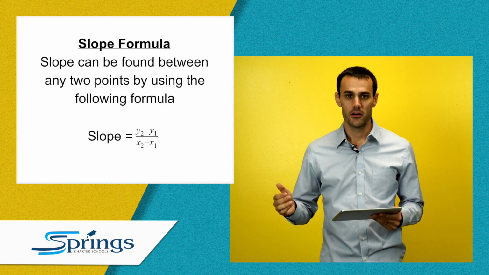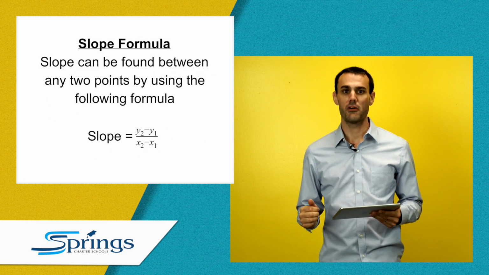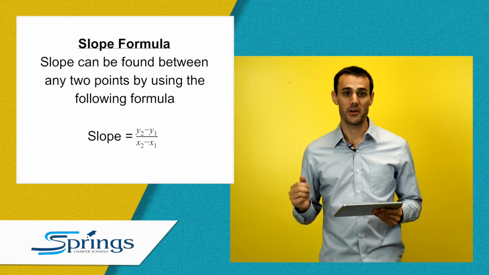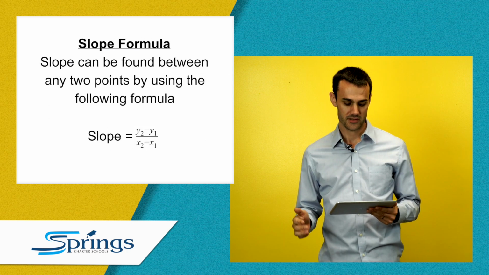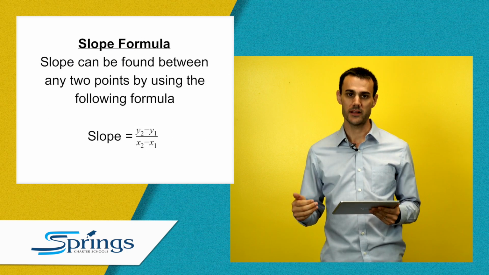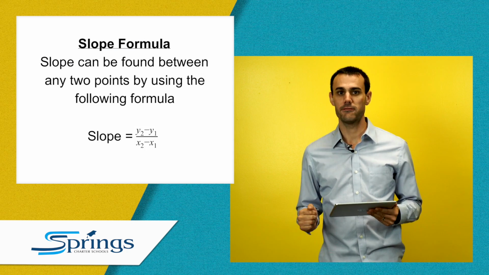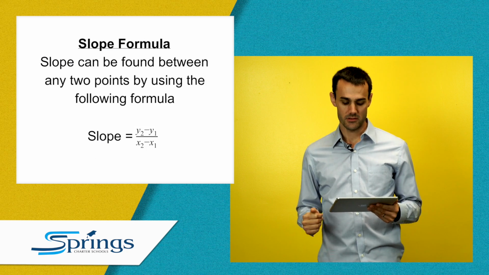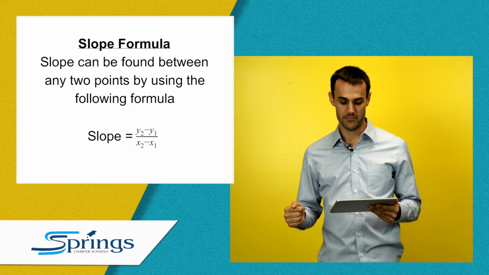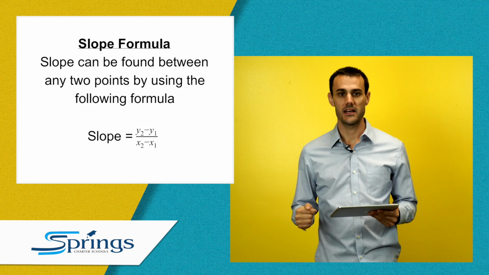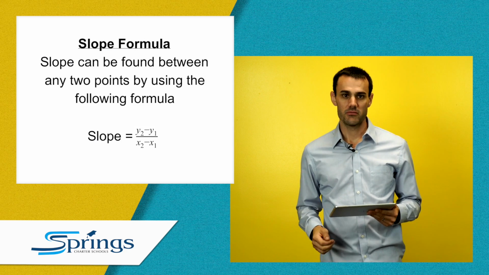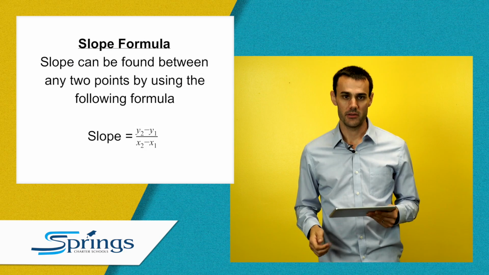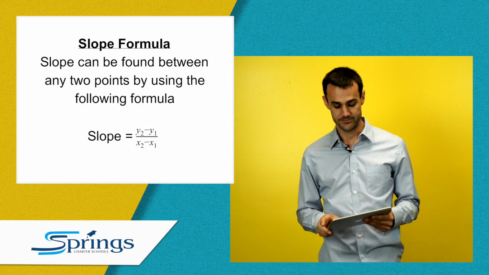Okay, now let's talk about the exact formula for how we find slope when we're not looking at a graph and we're just given sets of coordinates to work with. Slope can be found by using any 2 points on a graph with the following formula. Slope equals y2 minus y1 over x2 minus x1. We're going to run through a couple examples together, but this would be a great place for you to stop and copy down this formula into your notes as you're going to need it.